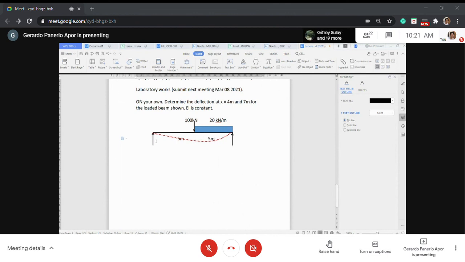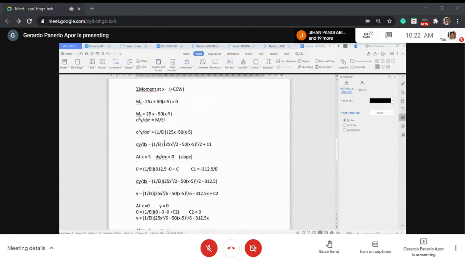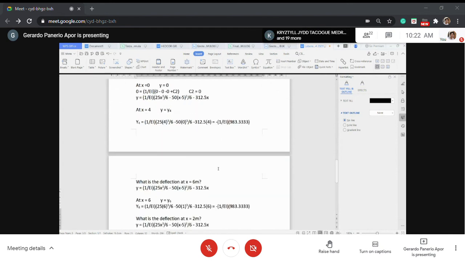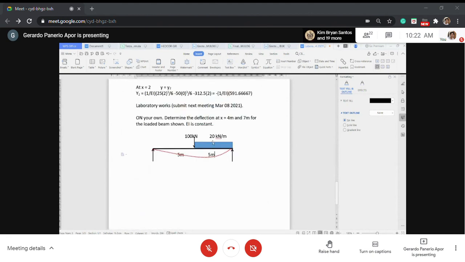What you will do here is determine the moment equation, plug that into your second derivative equation, and then solve by double integration. Get rid of C1 and C2 by substituting boundary conditions. What are the boundary conditions here? I will give you the boundary conditions.